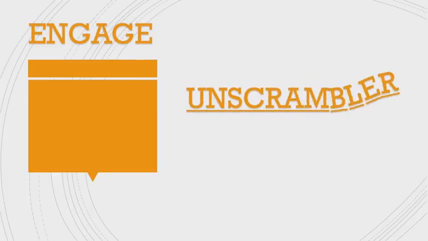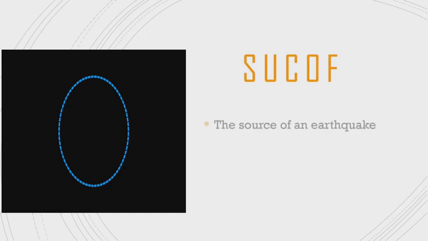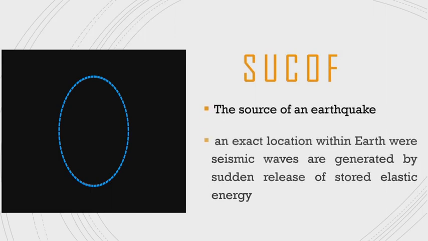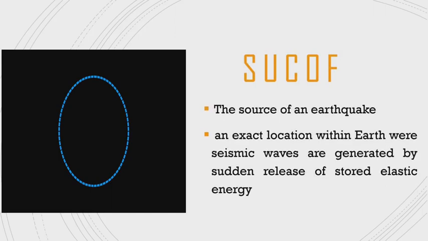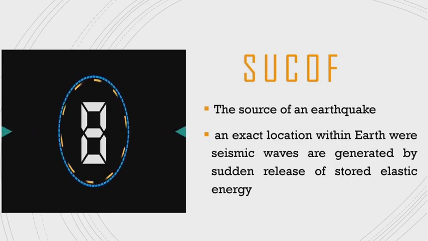Let's begin our first activity entitled Unscrambler. You are going to rearrange the jumbled letters to form words. For the hint, the words that can be formed are all related to earthquake. First word, Sokuf, the source of an earthquake, an exact location within Earth where seismic waves are generated by sudden release of stored elastic energy.